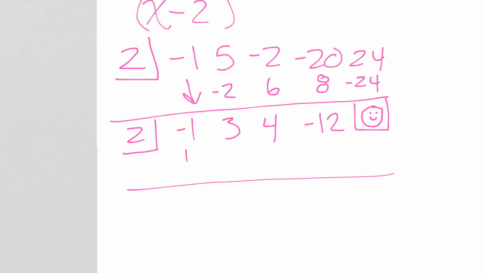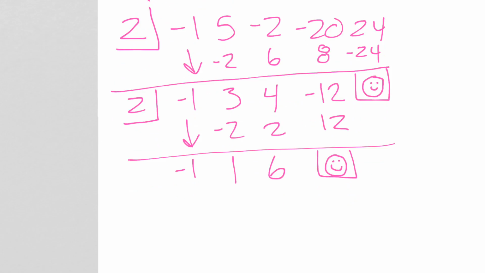So draw that bar, bring down that negative 1. 2 times negative 1 is negative 2. 3 plus negative 2 is 1. 1 times 2 is 2. 4 plus 2 is 6. And 2 times 6 is 12, which again makes us happy because negative 12 plus 12 is 0. And again, that 0 is my remainder. The last term is always your remainder.